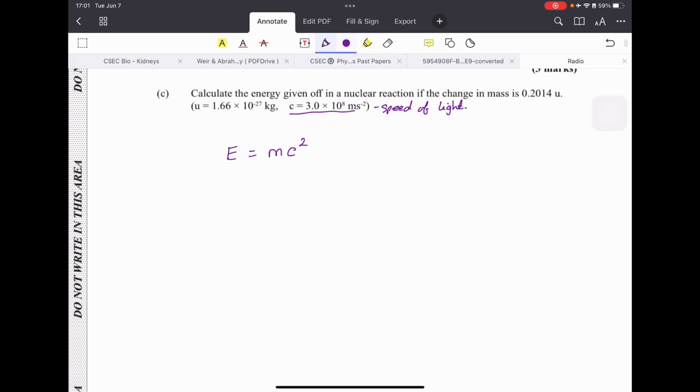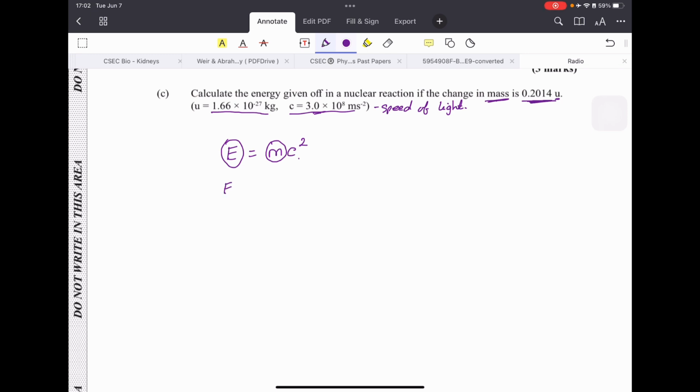They want us to calculate the energy, that's E, in a nuclear reaction if the change in mass, that is m, and then they gave us the speed of light, that is c, okay? So this is essentially when the isotope gives off the radiation, its mass changes ever so slightly. Like we can't even really measure it that well, right? So we need special equipment to measure it, and this is an extremely small number, 0.2014 multiplied by u, where u is this value here, right? So we have to use our calculators for it.